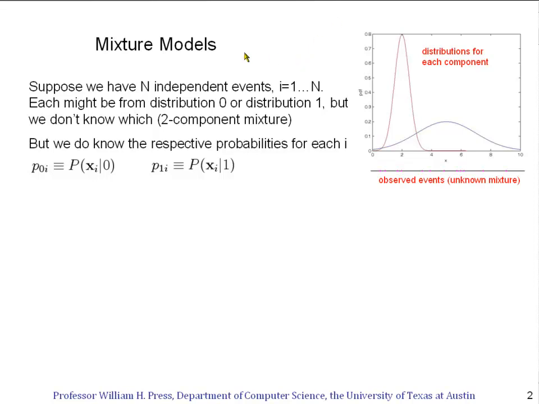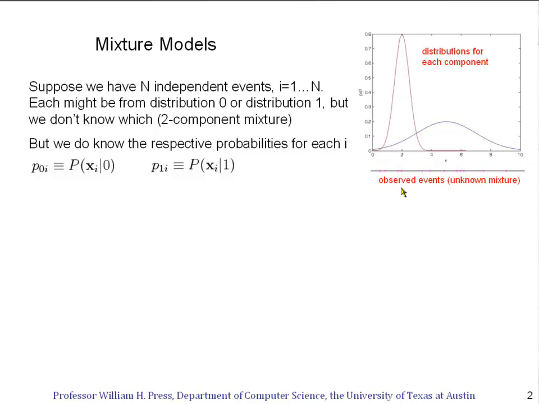In this segment, we talk about the important idea of mixture models. Suppose that we have n independent events. They're independent, but they're not identically distributed. In fact, it turns out that each event is drawn from one of two distributions. So in the univariate case, it might be the red distribution here or the blue distribution here.